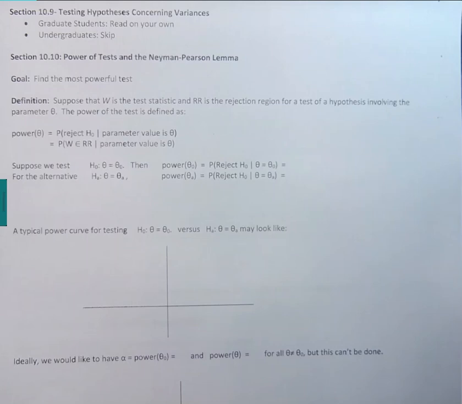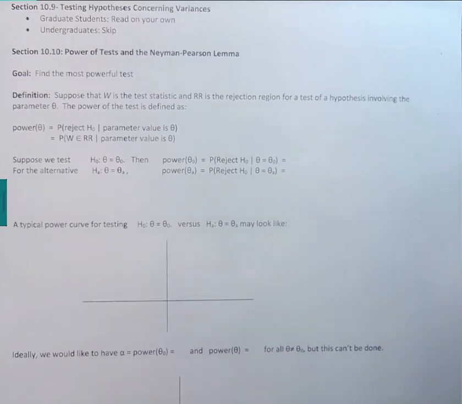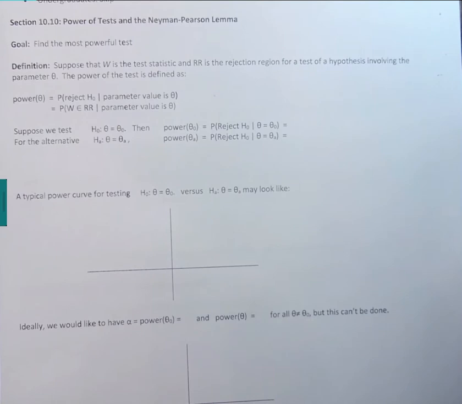In this video we're going to discuss sections 10.9 and 10.10. So 10.10 looks at hypothesis testing concerning variances. Undergraduates can skip this section. Graduate students need to read this section on your own. Alright, we're going to look at section 10.10 and we're just going to look at the first part of it in this video, and then I'll make another video where we look at the second part.